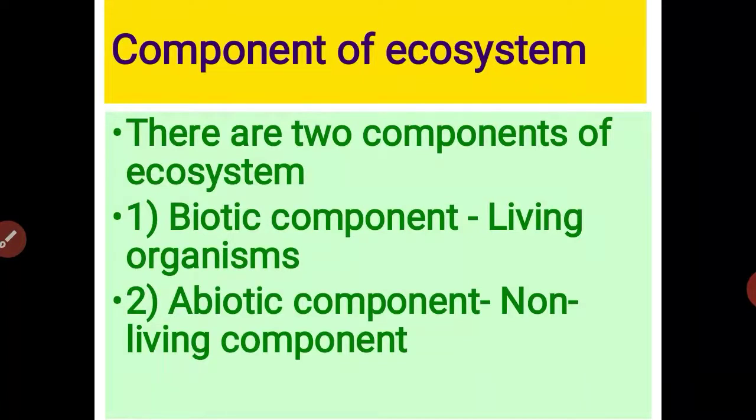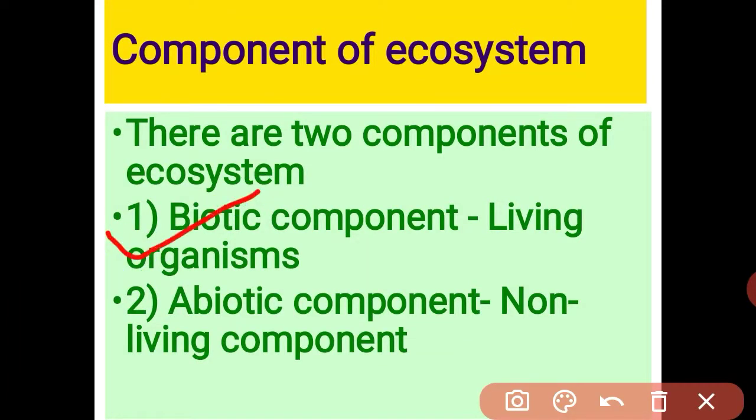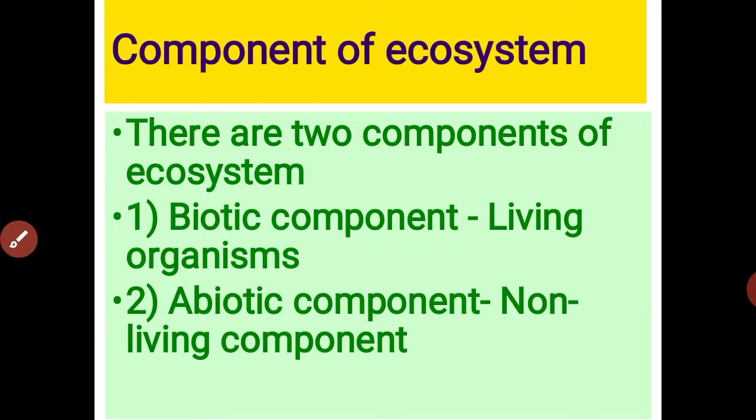There are two components of the ecosystem. First is the biotic component, meaning all the living organisms present in our ecosystem. These living organisms are called the biotic component. And abiotic component means the non-living components present in our ecosystem. These are called the abiotic component. Let us start with the biotic component.